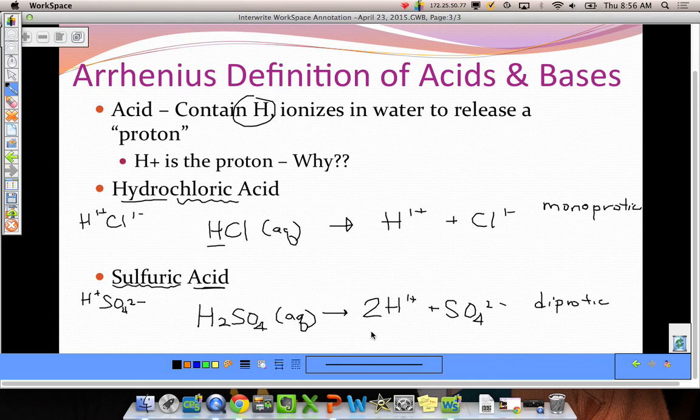Phosphoric acid is the next one. I want you to try to figure that one out on your own. So PO4 is phosphate. What's the charge of PO4? 3-. Very nice.